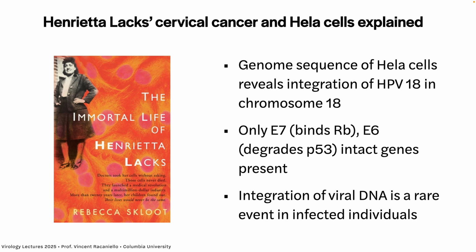So HeLa cells are from Henrietta Lacks. And the only intact viral genes present are E6 and E7. Nothing else is present. And so E7 binds RB and E6 degrades p53. That's why she developed cervical cancer, because randomly these two genes broke off and integrated into the host cell, made them divide forever, and eventually became a tumor. This is a very rare event in humans. Most people infected with HPVs will not develop cancers.